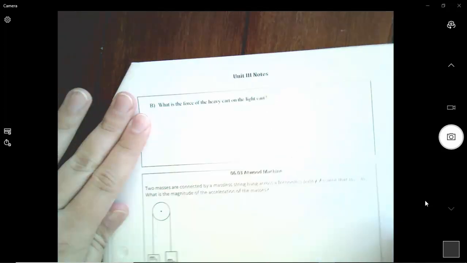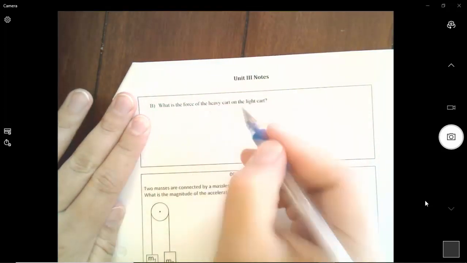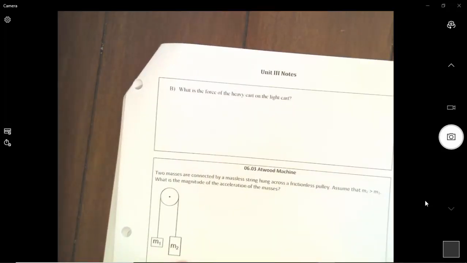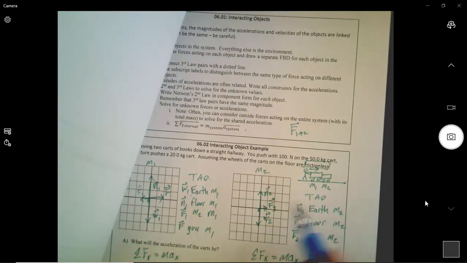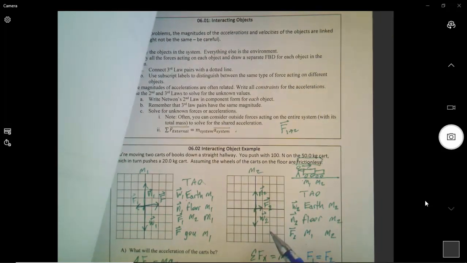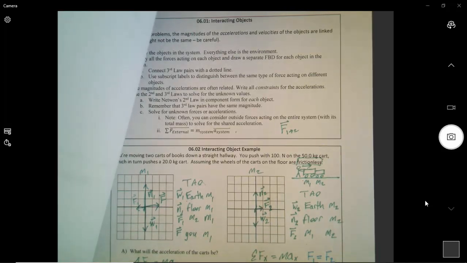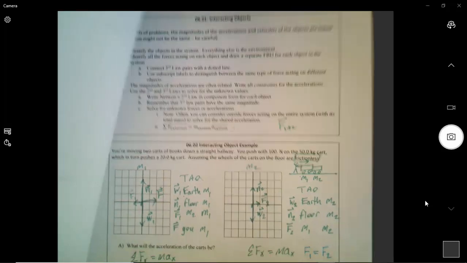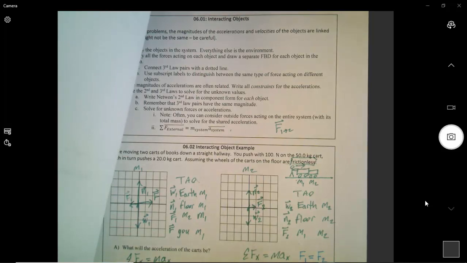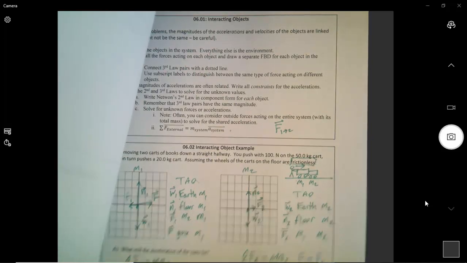Okay. So the final question is to determine what is the force of the heavy cart on the light cart. So the force of the heavy cart on the light cart is the force that we named F2. Now, I could have asked this question either way. I could have asked you for F2 or F1, and you should recognize that they are equal in magnitude. So you could solve for either one that's easiest to solve, and then use the fact that they are equal in magnitude in order to solve it.